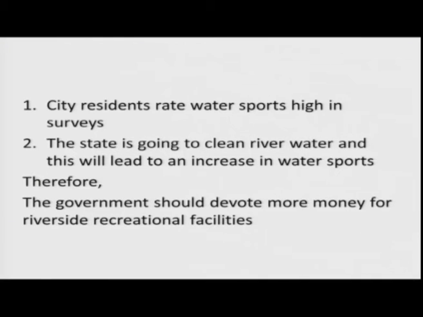So, the first point is city residents rate water sports very high in surveys. Then, as I mentioned, the state is going to clean river water and this will lead to an increase in water sports. Therefore, the government should devote more money for riverside recreational facilities. So, this is the argument. You can say these two are premises and this is the conclusion of the argument here.